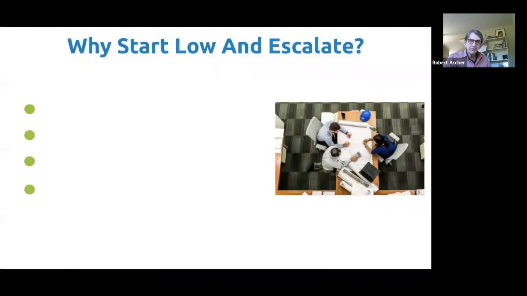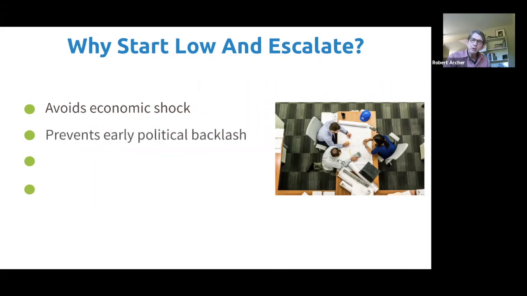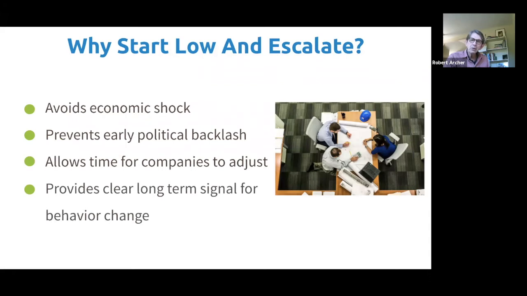Starting low and escalating, why do you do that? You want to avoid an economic shock with a high price right off the bat. That prevents the early political backlash, allows time for companies to adjust, and it provides a clear long-term signal for behavior change. This is something called tax salience. It's a field of economic research that shows that people are more likely to change their behavior in response to highly visible and highly salient taxes compared to what would happen with traditional market swings in prices like gasoline.